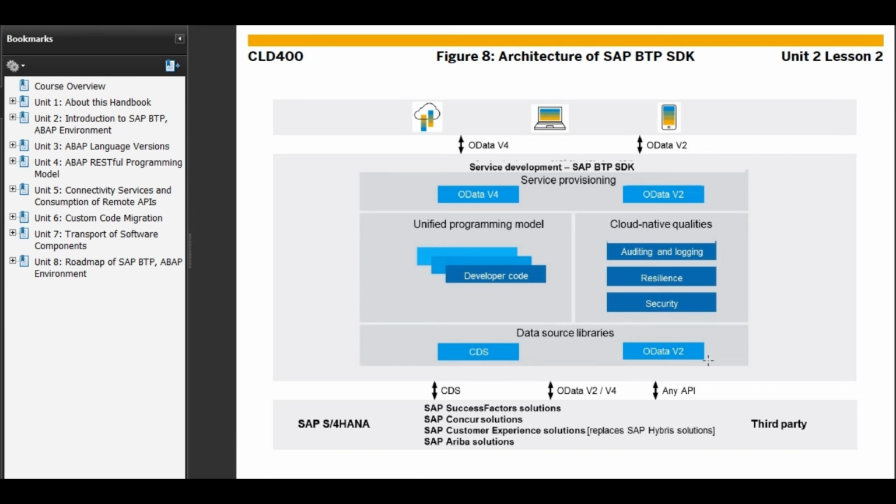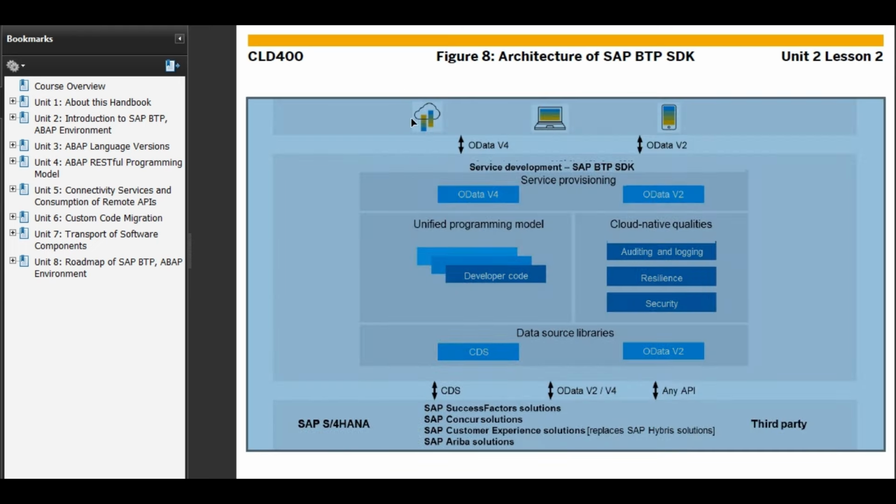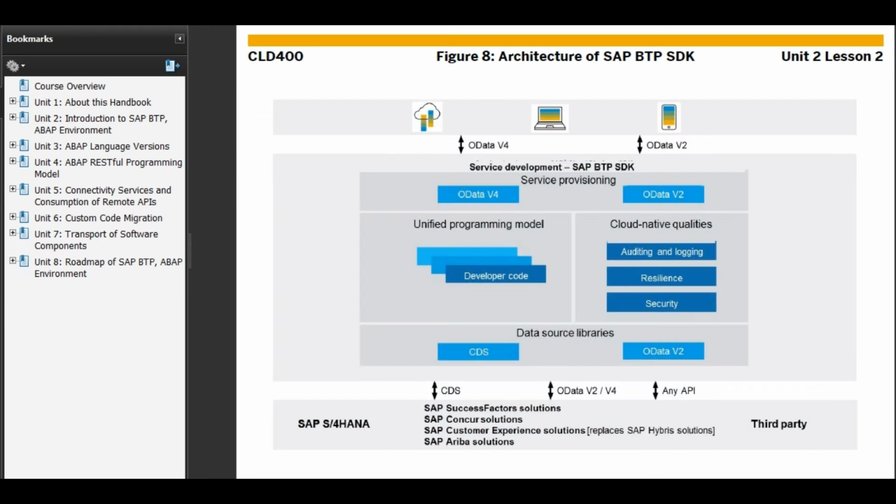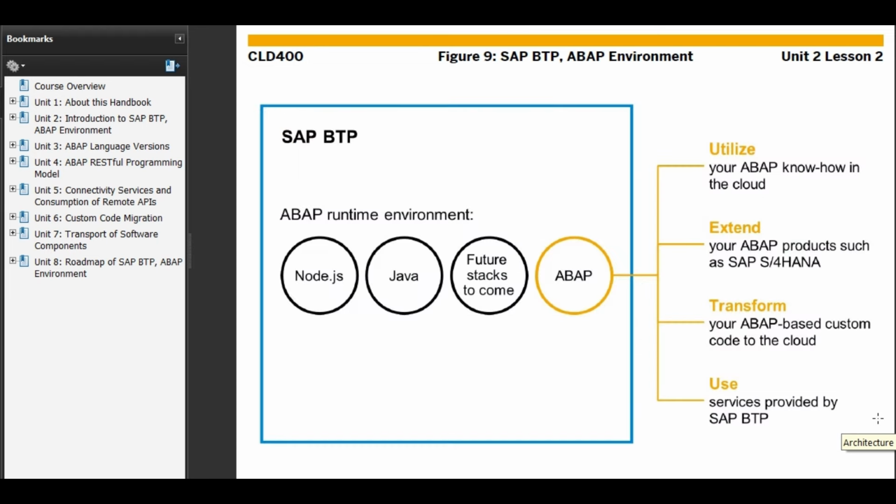Front end is this one, and in the middle of the S/4HANA and the front end, we have the BTP. Previously we used to use a lot of third-party tools to connect, and now we have this BTP layer created and implemented here. Now here we have this ABAP environment. As I told you, we have a lot of other development environments as well, like Node.js, and then Java, future stacks to come, and then ABAP. And ABAP, again, we have the ABAP know-how in the cloud, ABAP products such as S/4HANA, ABAP-based custom code to the cloud, service provided by the SAP BTP. These all are part of it.